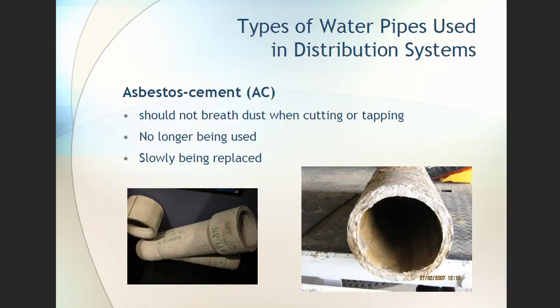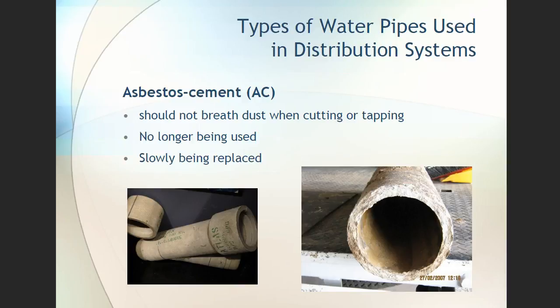Asbestos cement, AC. AC is not in use anymore, but I shouldn't say that. They don't sell it anymore because of the asbestos. It actually works very well as water pipe, but when it's cut, it creates a dust. And it's that dust, the asbestos, that's so dangerous. Asbestos can live in your lungs for 50 years and all of a sudden kick up and give you cancer. So it's no longer being used and is slowly being replaced.